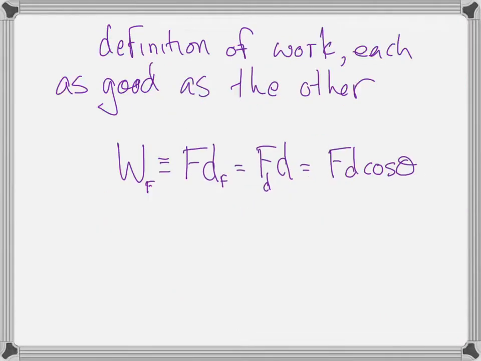So let's just look at the definition of work. Each definition is as good as the other. You can remember any one or all of them. The work done by a force, not the total work done, but the work done by a given force, is the magnitude of the force times the magnitude of the component of displacement in the direction of force. Or it's the magnitude of the force in the direction of displacement times the magnitude of displacement. Or it's the magnitude of the force times the magnitude of the displacement times the cosine of the angle between them. That's what all three of those mean, the same thing.